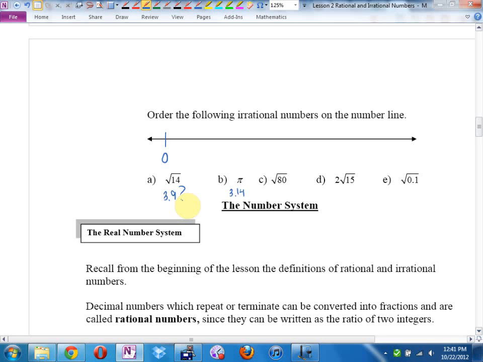Square root of 80, does that work out evenly? No. Is there a nice square root close to that? Oh, 81. Alex, what's the square root of 81? 9. So what do you think the square root of 80 is? A little less than 9. Take a guess. Sure, I'll call it 8.9-ish.